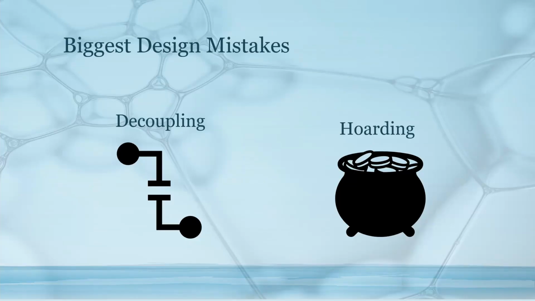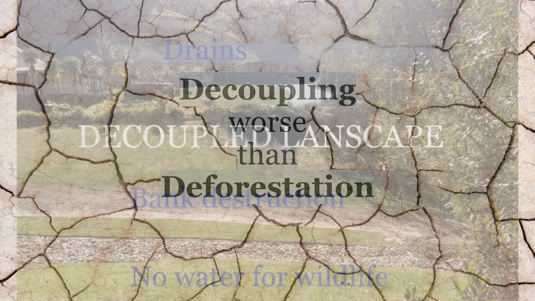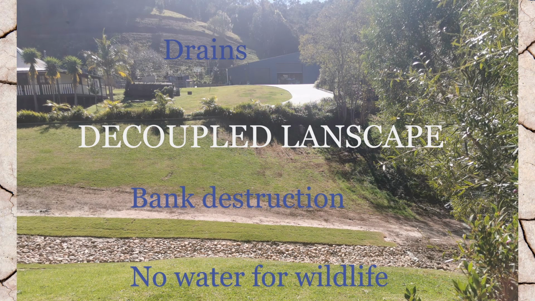The two biggest design mistakes that we can make when creating a water plan are decoupling and hoarding. Decoupling occurs when you remove any risk of water coming on the site from outside the site, except for rainwater. Some people have put in drains along the back of their site. They've deepened the water courses because of the great fear of water inundation. But in fact, decoupling a site is worse than deforestation, because decoupling in periods of very low rainfall, such as a drought, kills the soil.